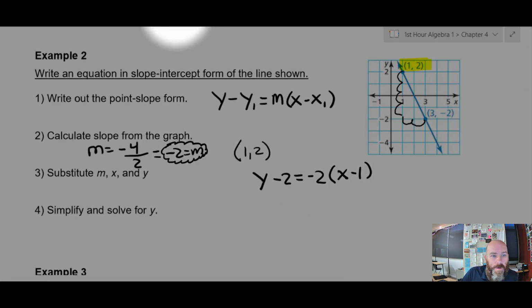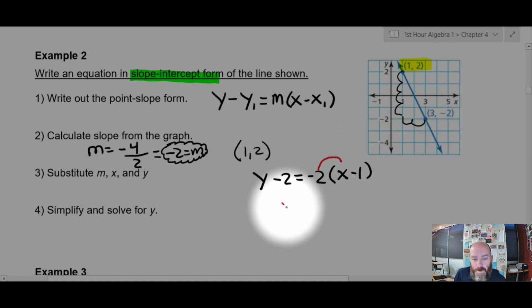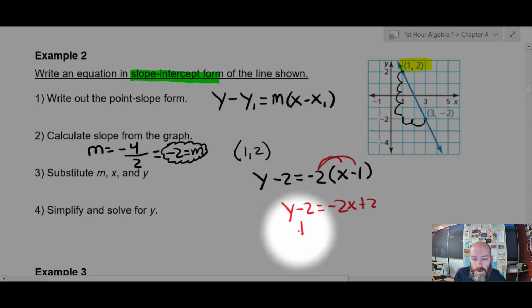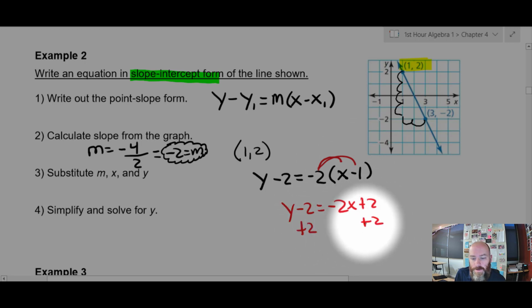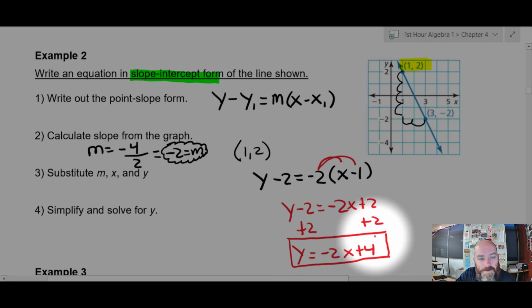Now normally I would be done, but the question here asks us to put it in slope-intercept form. So let's go ahead and solve for y. So let's do our distributive property, which is going to be y minus 2 equals negative 2x plus 2. Add 2 to both sides of the equation. And then you get y equals negative 2x plus 4. So take a second to finish copying that down.